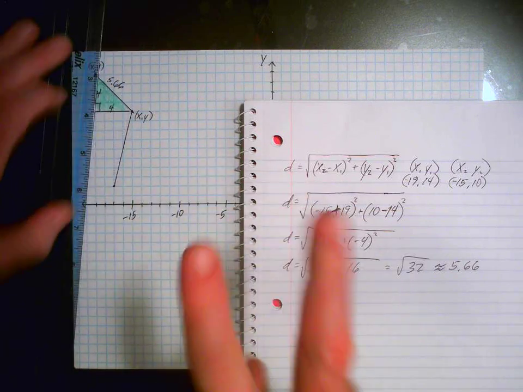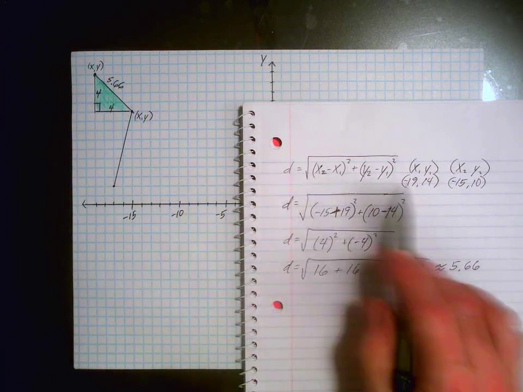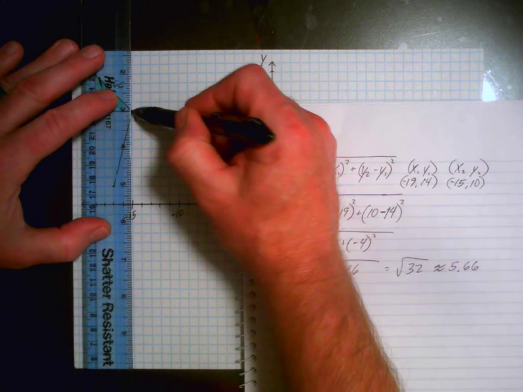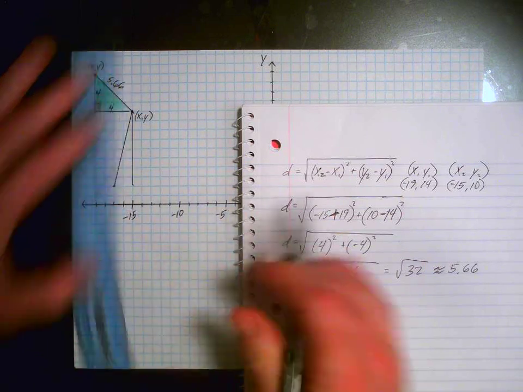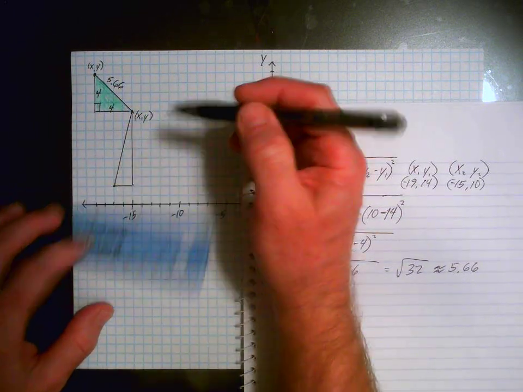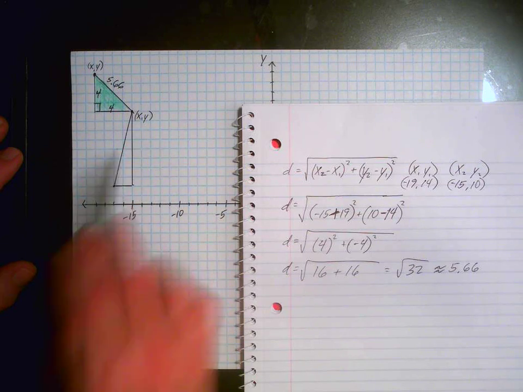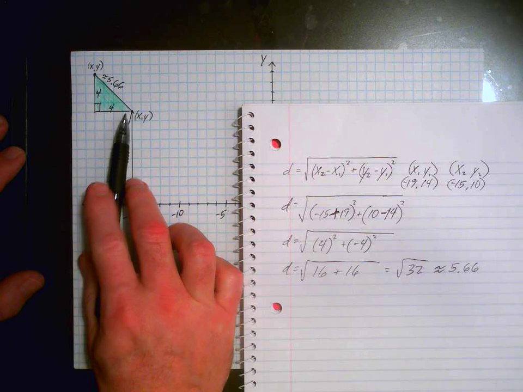Now for my second one, instead of my distance formula, I'm going to draw that line down and make my right triangle. Now I know what that line is there. I'm going to put an approximately equal sign. So I want to know what that's equal to.